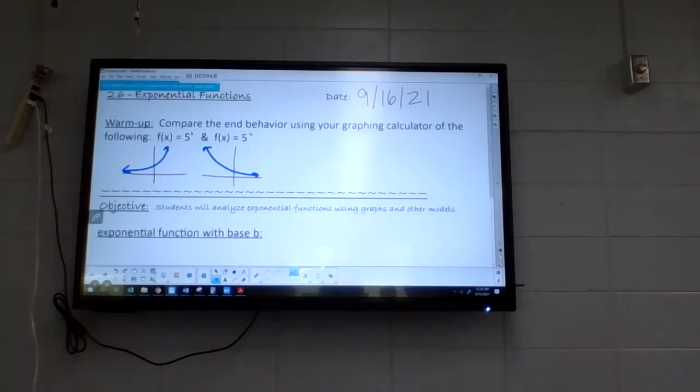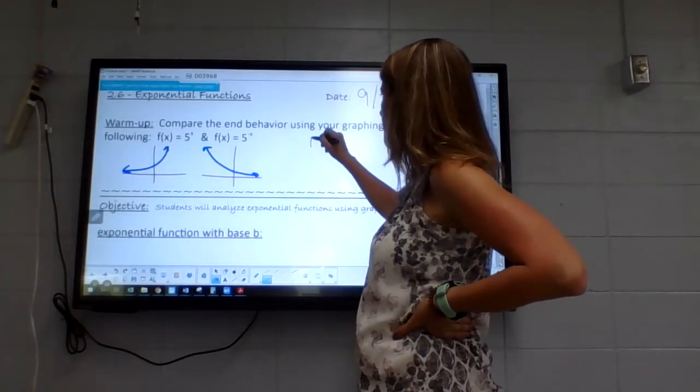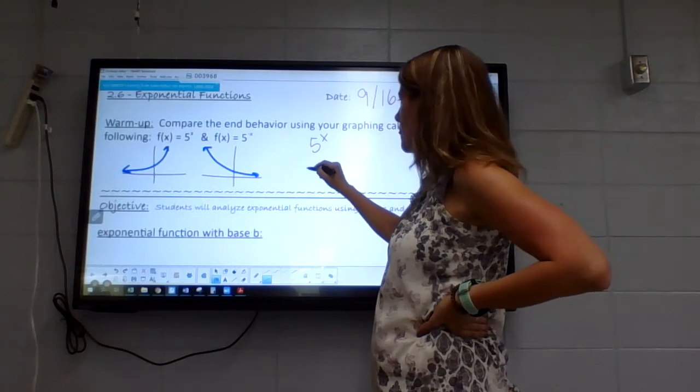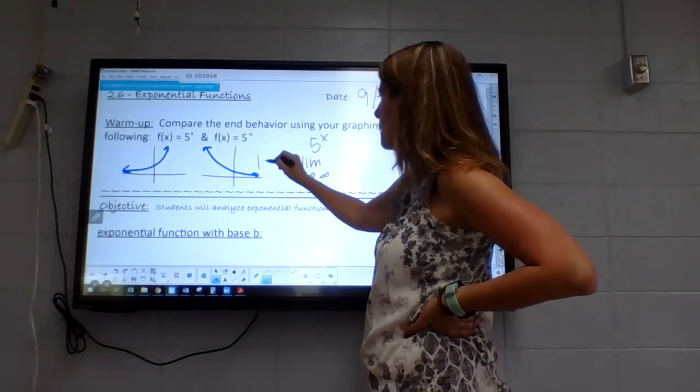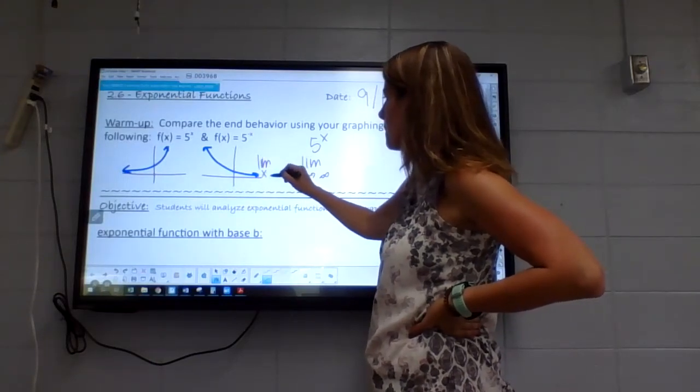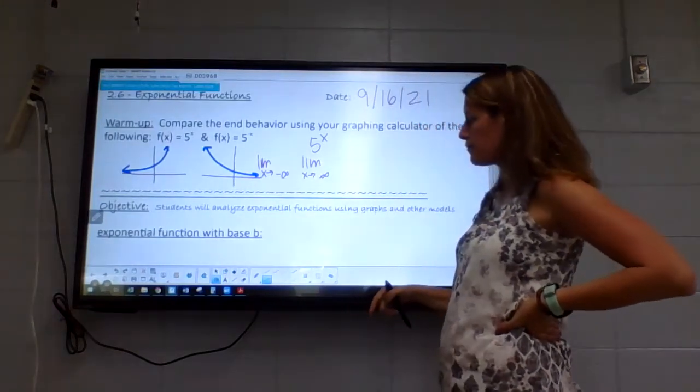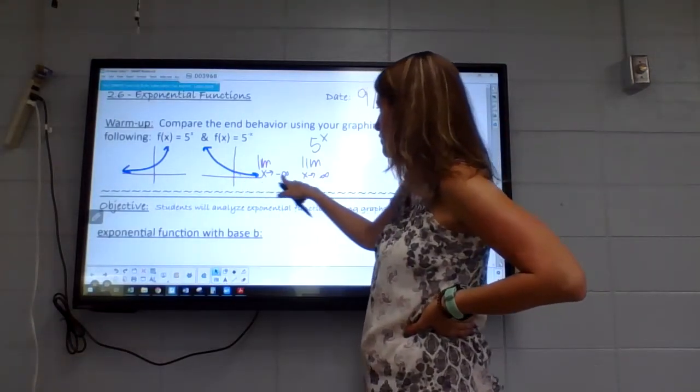Difference between these two graphs. One is considered exponential growth, the other one's decay, and hopefully you can notice the difference in their equations and why one would come out looking the way it does, and the other one shows up the way it would. So the end behavior, so the 5 to the x power. I should probably move this graph over so it's not confusing.